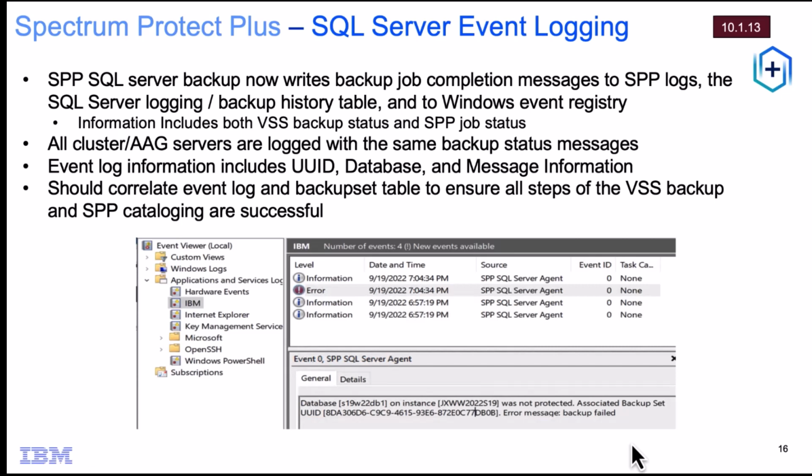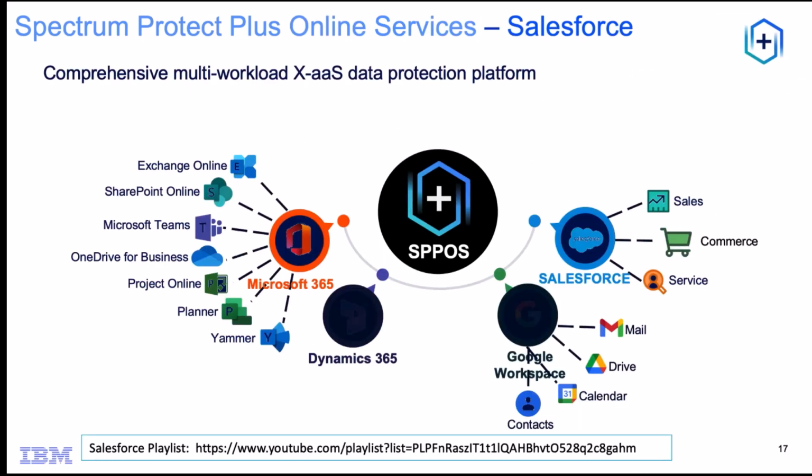So basically, if you want to determine whether you have a successful backup outside of looking at the Spectrum Protect Plus job, you're going to need to correlate the event log with the backup set table to ensure that all of the steps of the VSS backup and the SPP cataloging are successful. And you should have the information there to determine if something went wrong, what specifically went wrong, and what database that applies to. Moving on to Spectrum Protect Plus for online services.